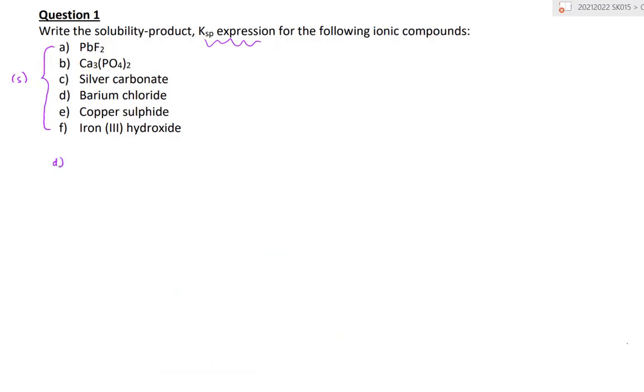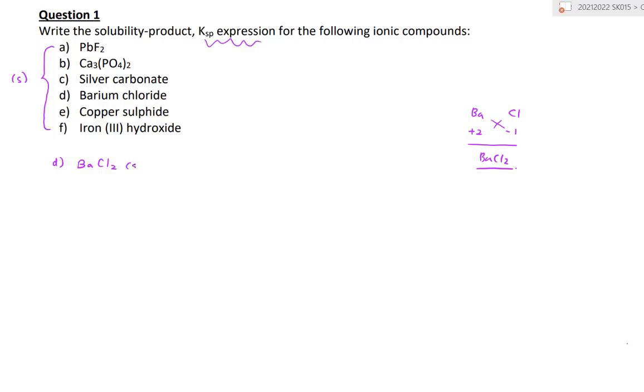Next we have barium chloride. Barium is from group 2 and chloride is from group 17, which gives you BaCl2. So please practice the formula. Barium is 2 plus, Cl is minus 1, so cross multiply over here to give you BaCl2. Make sure that you have the correct formula for this ionic compound.